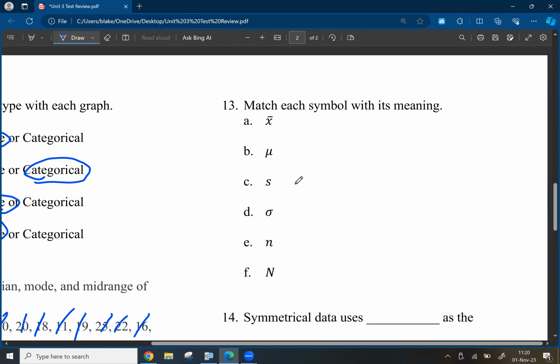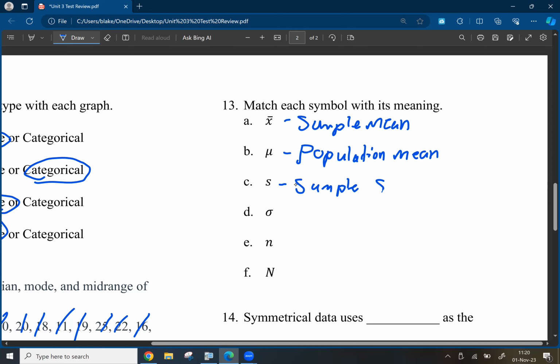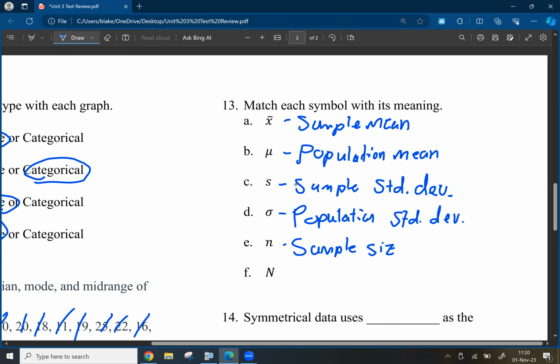A couple more. Match each symbol with its meaning. So this is the sample mean. This is the population mean. This is the sample standard deviation. This one is the population standard deviation. This one is the sample size. And then the capital N is the population size. So you're going to want to memorize these, know these inside and out before Friday's test.